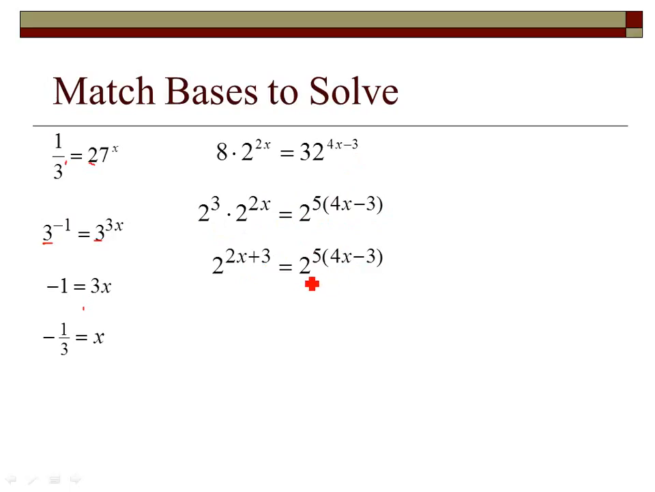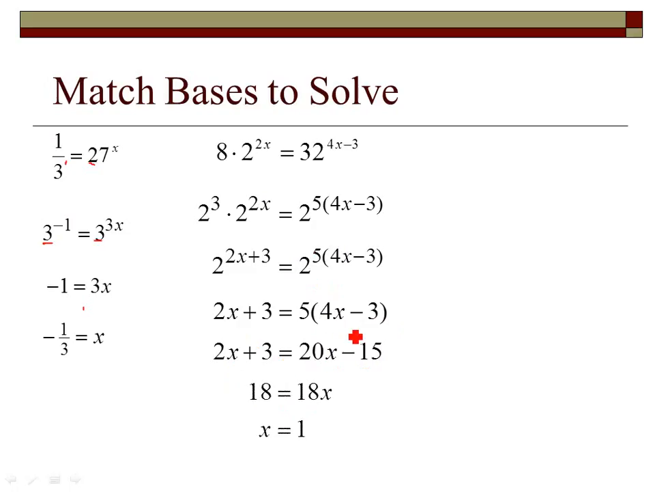That's fine. But once the bases match, I can drop the bases and set the exponents equal to each other. Now it's a question of solving just like normal. So I got 20x minus 15. Subtract 2x. I got 18x on the right side. Add 15 to the other side. I get 18 equals 18x. So x equals 1.